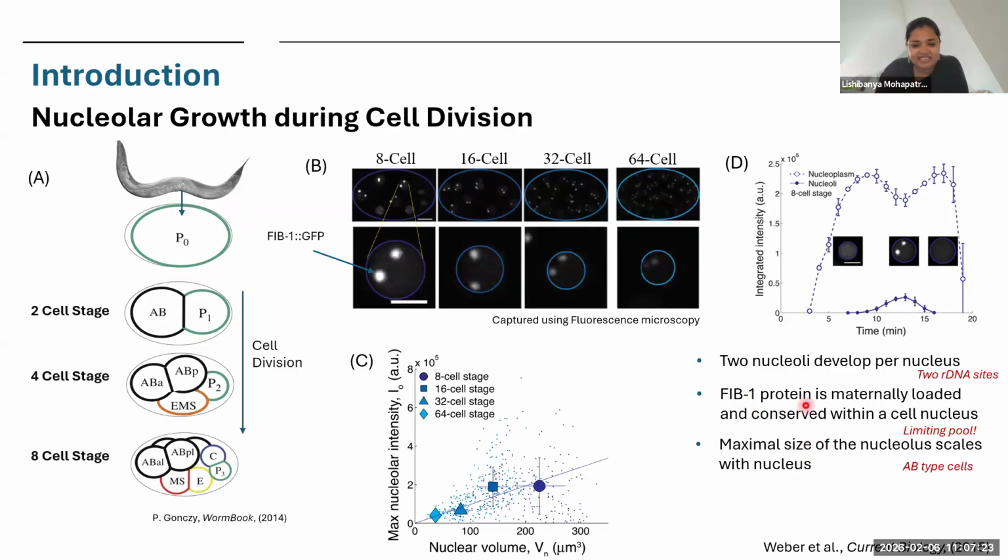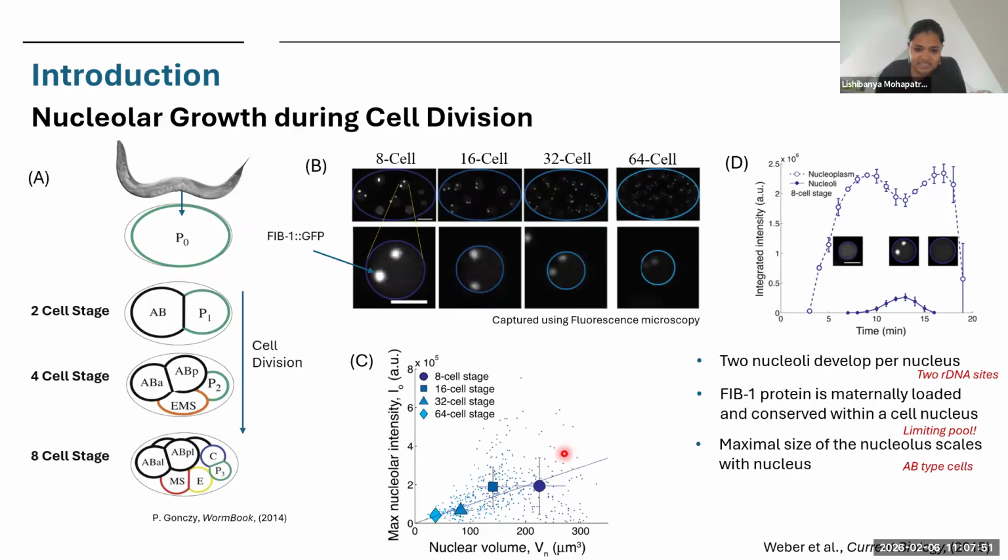And this particular paper that came out in 2015 made a very interesting observation. When they plotted the maximum nucleolar intensity, which is basically the sum of the Fib1 GFP that you see over here, that actually scales with the nuclear volume. Now, this is a very interesting observation, and this is exactly what you would expect if there was a limiting pool of nucleolar proteins that the nucleolus is drawing from.